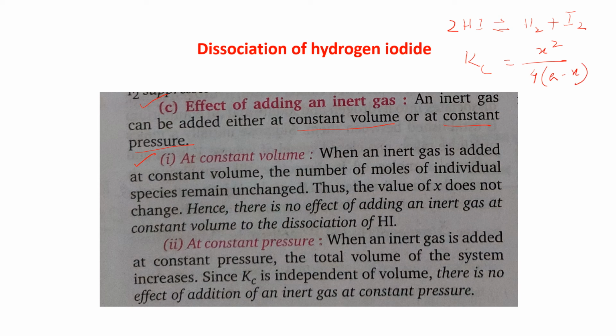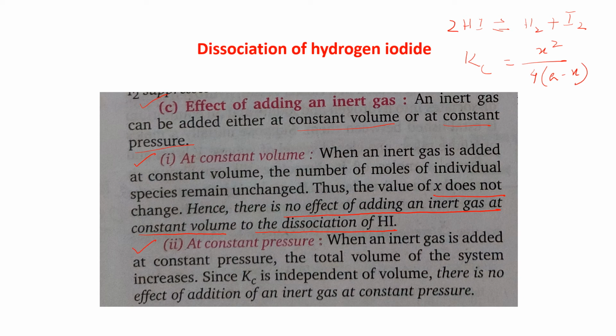Now, at constant volume, we are not changing the volume, but you are adding an inert gas. So that means you are not changing the number of moles of individual species. The number of moles of individual species remains unchanged. Thus, the value of x does not change. So the number of moles dissociated is not changing. Hence, there is no effect of adding an inert gas at constant volume on the dissociation of HI.